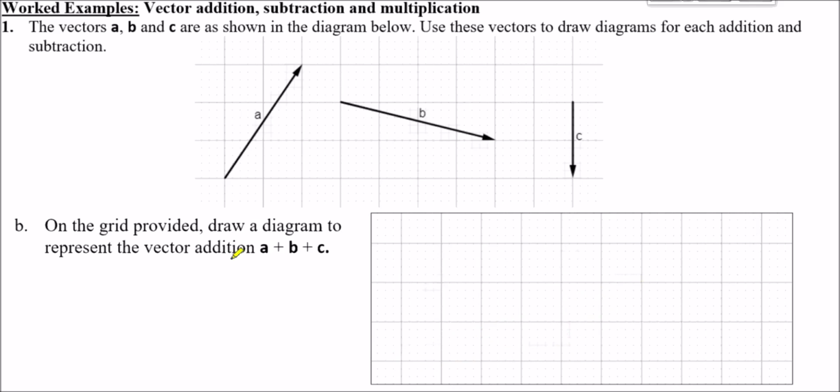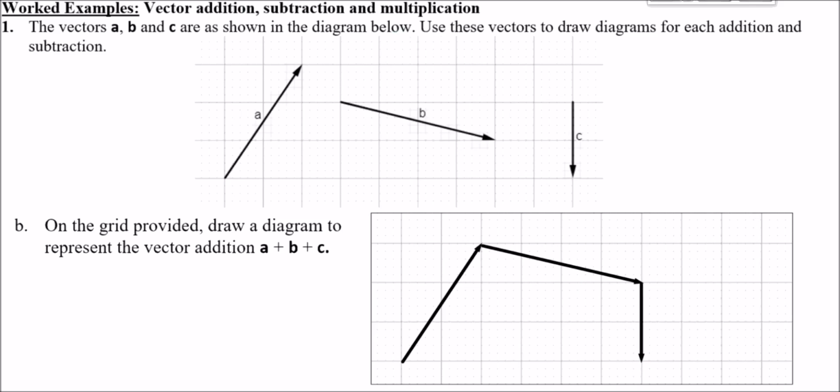So question B is the same idea. So again on the grid, we're going to do A plus B plus C. So start with A, which goes 2 along and 3 up. So 2 along and 3 up, like so. Then join that onto B. So B goes 4 along and 1 down. So B is 1, 2, 3, 4 and 1 down. Then C is just 2 units straight down, like so.